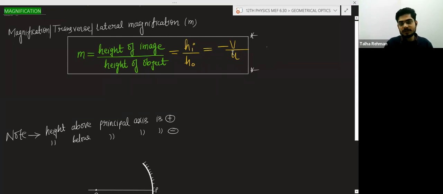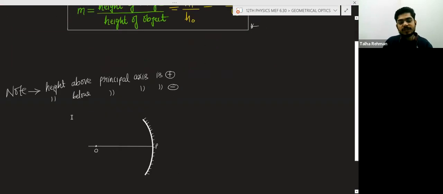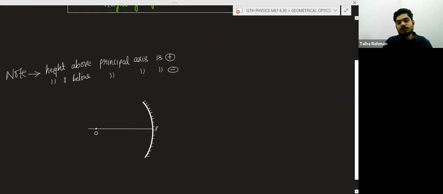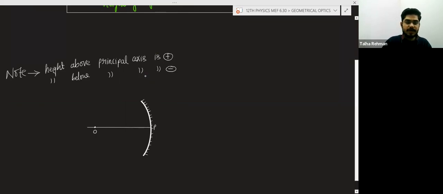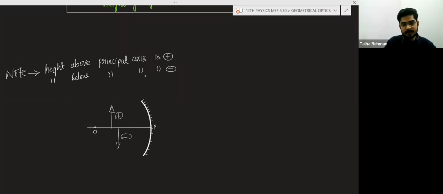I am not deriving this. Using the similarity of triangles, we can also derive this equal to this. So magnification is this, and we know that height above the principal axis is positive, height below the principal axis is negative. If this is the object, and the height is above the principal axis, the object is placed like this, so it will be taken as positive. If suppose the image is formed like this, it will be taken as negative according to the sign convention.